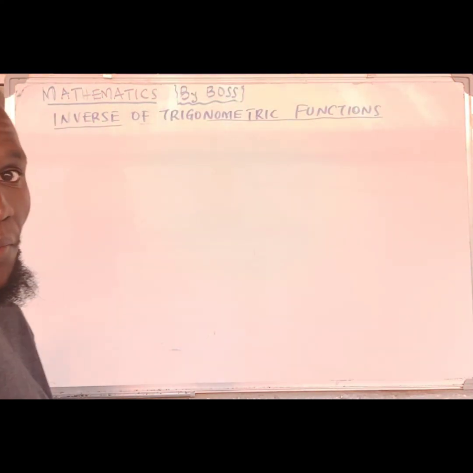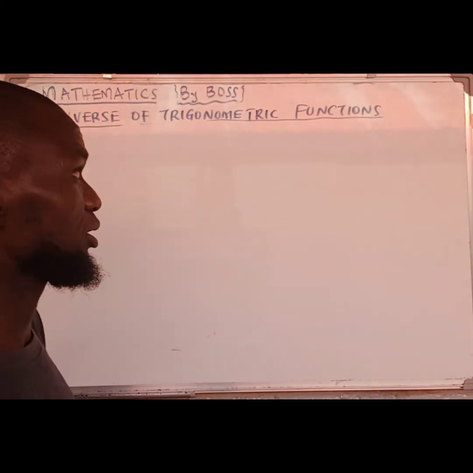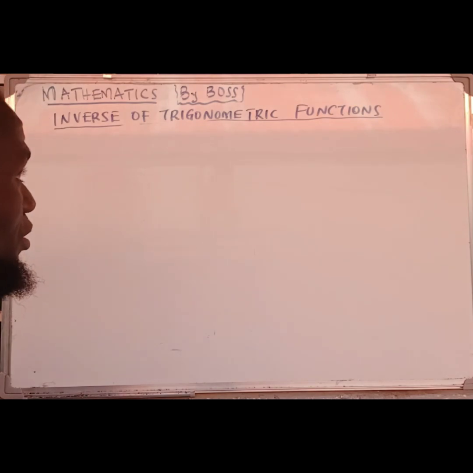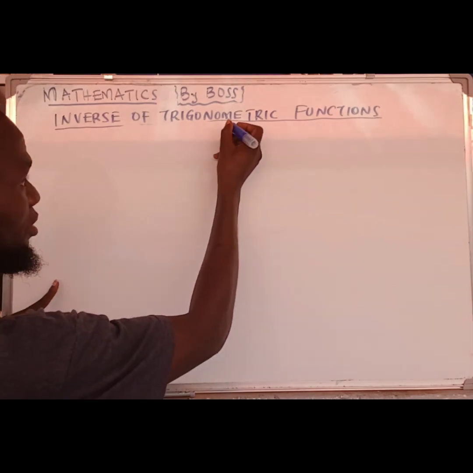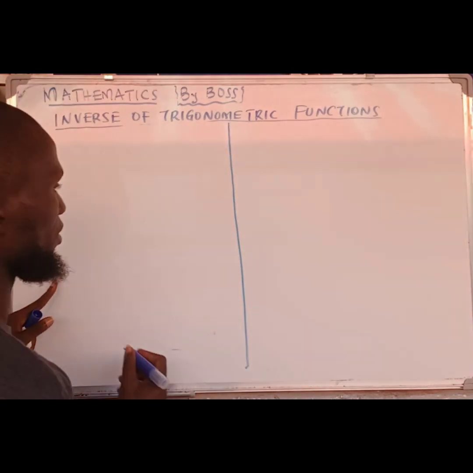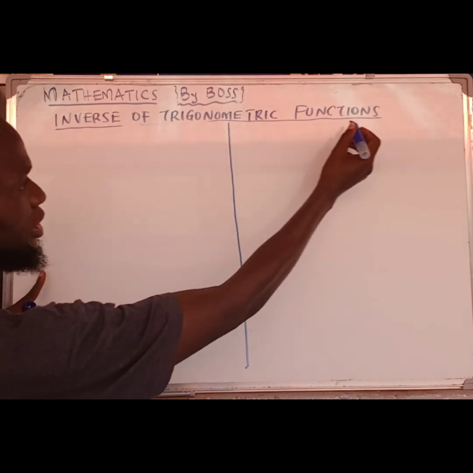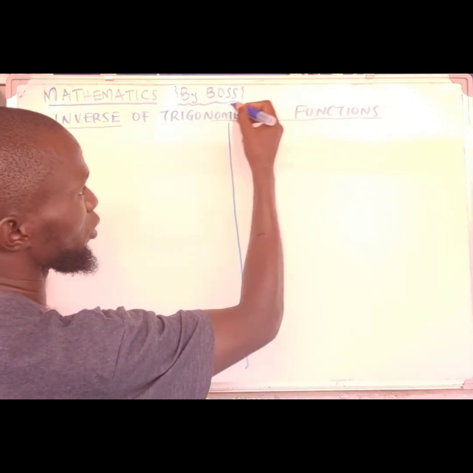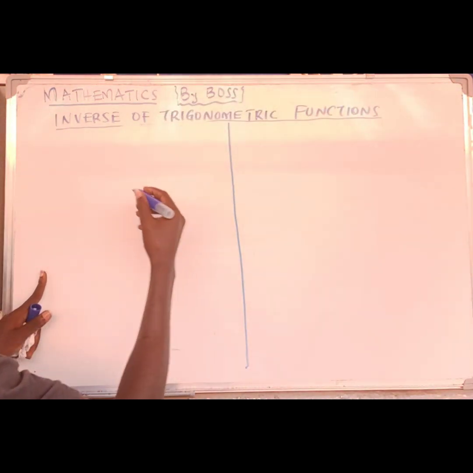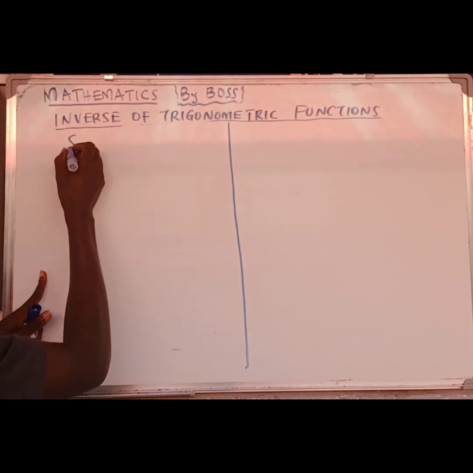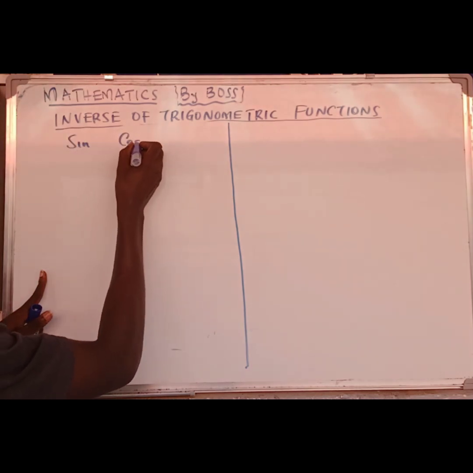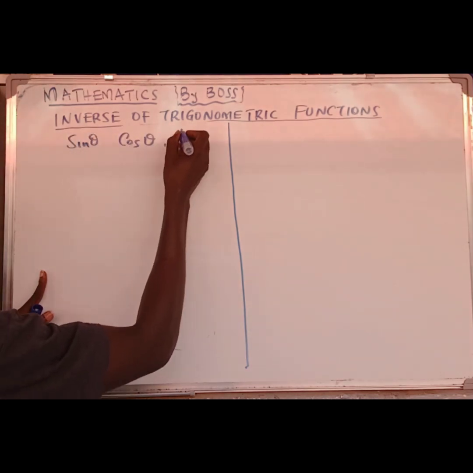Hello, today I want us to look at inverse of trigonometric functions. So we shall begin. Now, from the trigonometric functions we have what we call the trigonometric identities. The common ones are sine theta, cos theta, and tan theta.